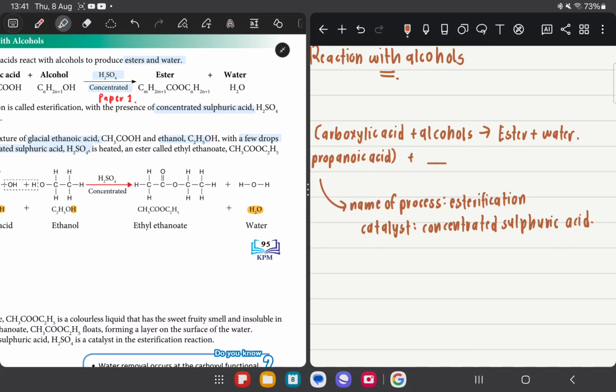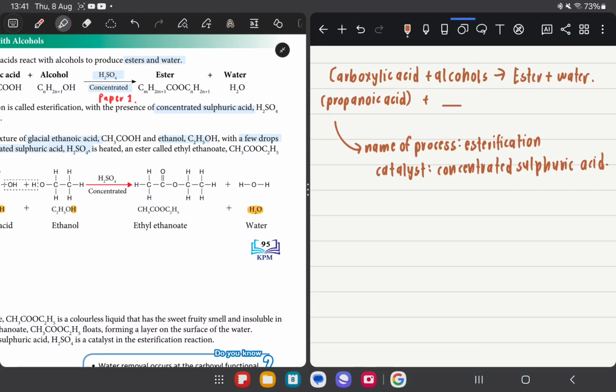So remember that to do esterification, you have to use a carboxylic acid and alcohol with the same number of carbons. It means the carboxylic acid and alcohol should have the same number of carbon. Okay, wait, I write here. Wait a moment.